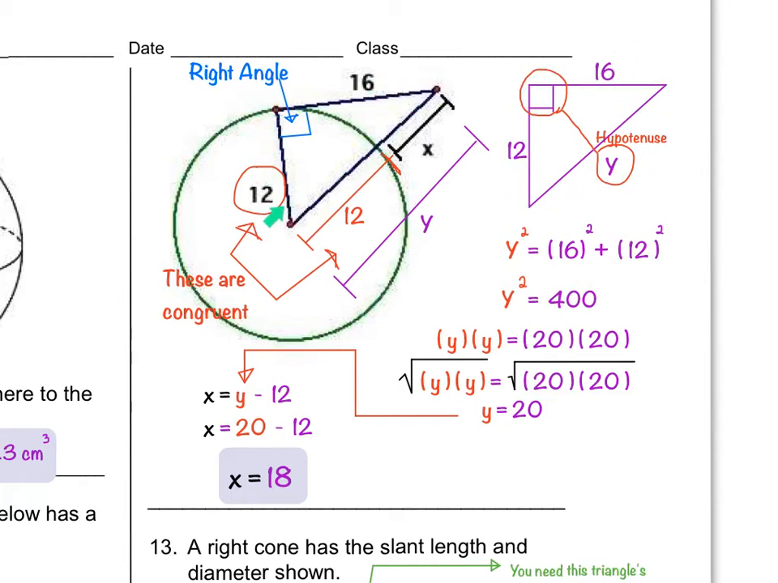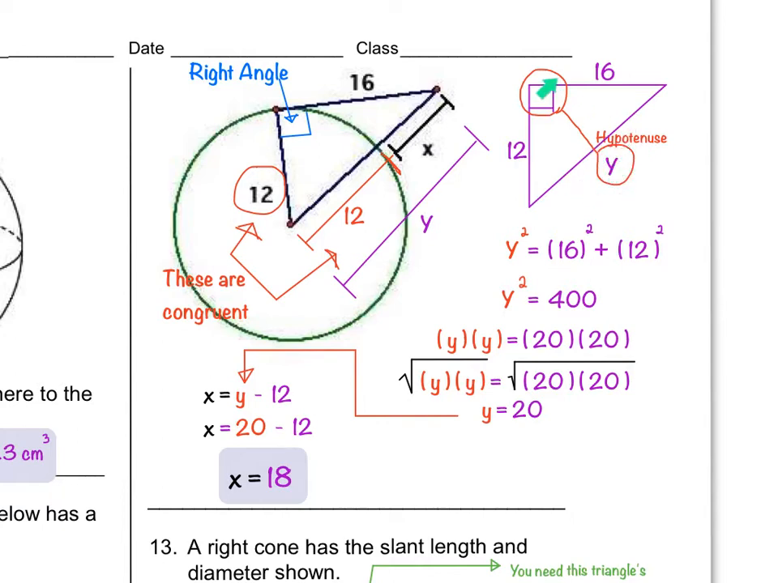The radius is 12. I also know that this radius, since it is a radius also, is 12. Anytime I go from the center to the circle, they're actually the same length. So that means these are congruent. So if this one was 12, so is this side 12. Now, I still have the x that I need to find. But what I'm going to do is call this whole side y to make my problem easier. So I make this y.